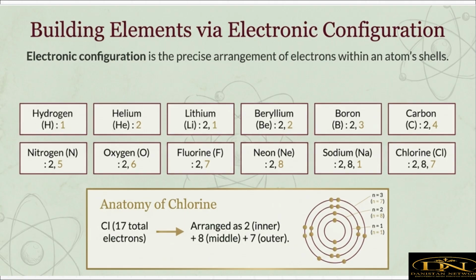Following that exact pattern, we'd go from carbon at 2,4, right through nitrogen, oxygen, and fluorine until we hit neon. Neon has 10 total electrons. The first shell takes 2, the second takes 8, it's completely full, a perfect 2,8. But what happens when we hit sodium with 11 electrons? Well, we have to pop open a new shell, so we get 2,8,1 in that third shell. Jumping ahead to chlorine with 17 electrons, we expand all the way out to 2,8,7.